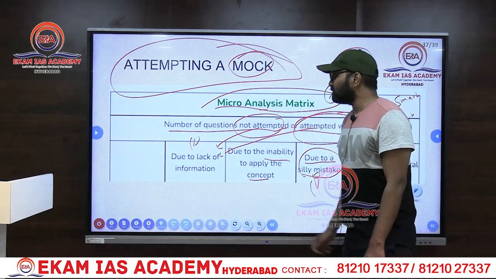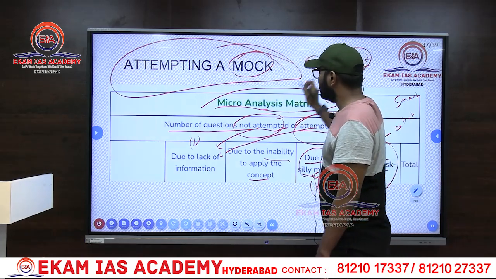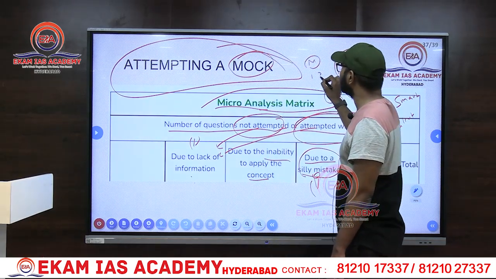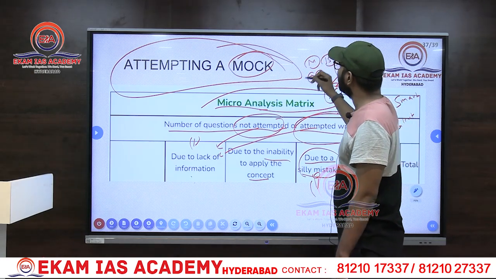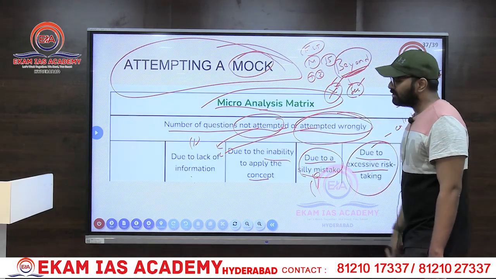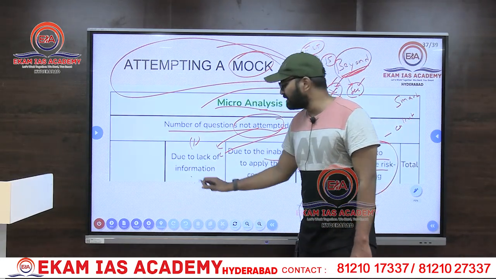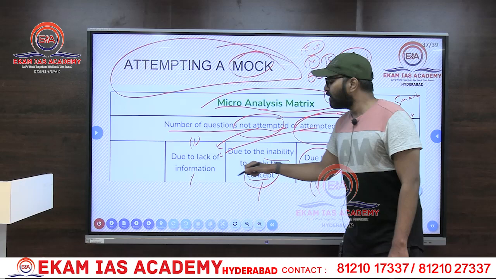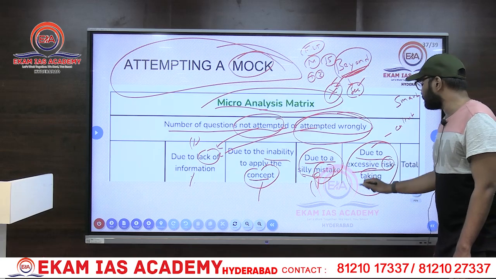Mock test. Just after doing a mock test, draw this table. Do it for at least 1 to 2 tests, not for 15 tests, just 1 to 2 full length tests, not a single concept test. Go through and see what the reason is for not attempting a question or attempting it wrong: whether it is lack of information, inability to apply the concept, which is a concept related problem, silly mistakes, or excessive risk taking.